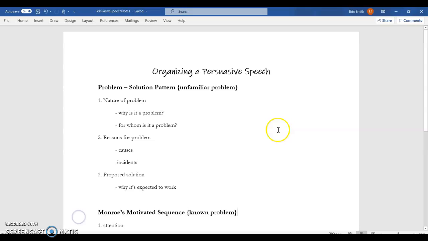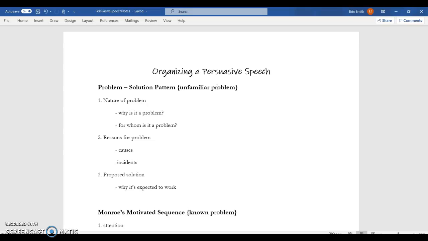So, organizing a persuasive speech. It just kind of depends on how you do it. So we have two ways to do this. Depends on if your problem is unfamiliar or familiar. So if the problem you're presenting is unfamiliar, so maybe something that your audience doesn't know too much about.